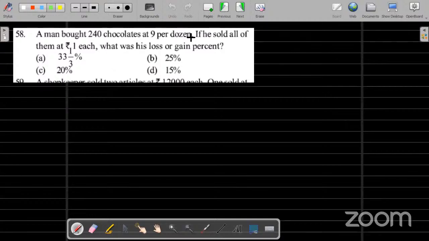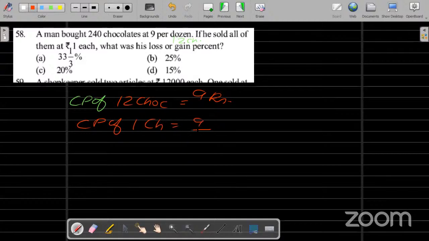A man bought 240 chocolates at 9 per dozen. Per dozen means 1 dozen is how much? 12 chocolates. 12 chocolates, 9 rupees. Rupees 9 per dozen. So the cost price of 12 chocolates equals 9 rupees. So what is the cost price of 1 chocolate? 9 by 12. That is equal to 0.75 rupees.